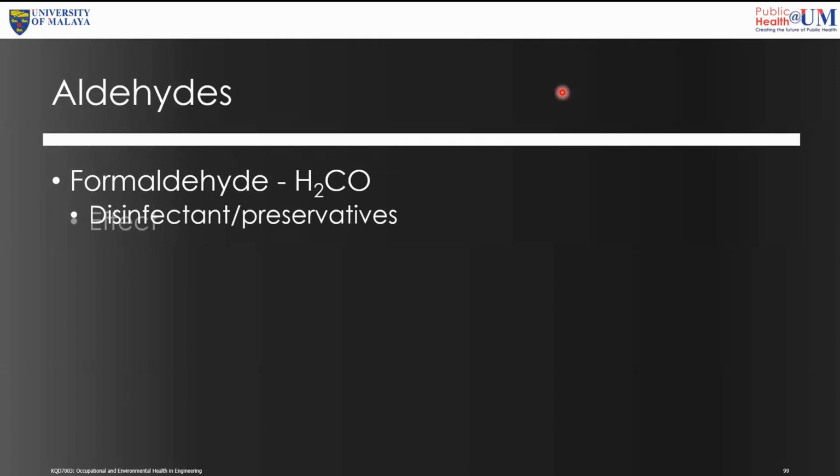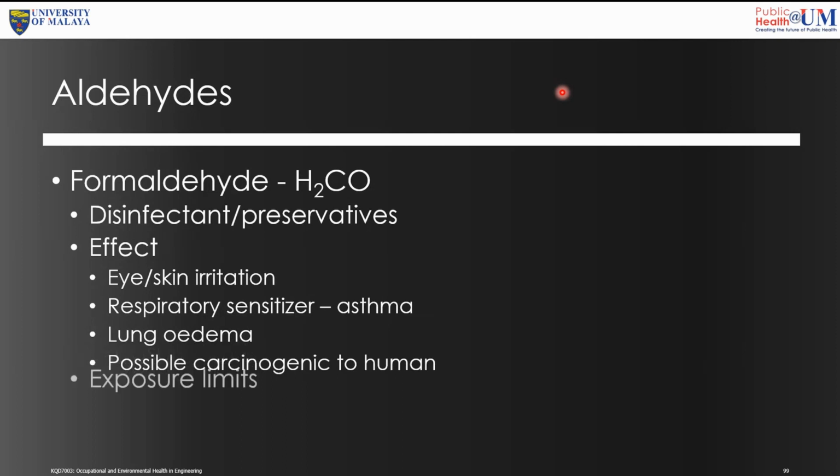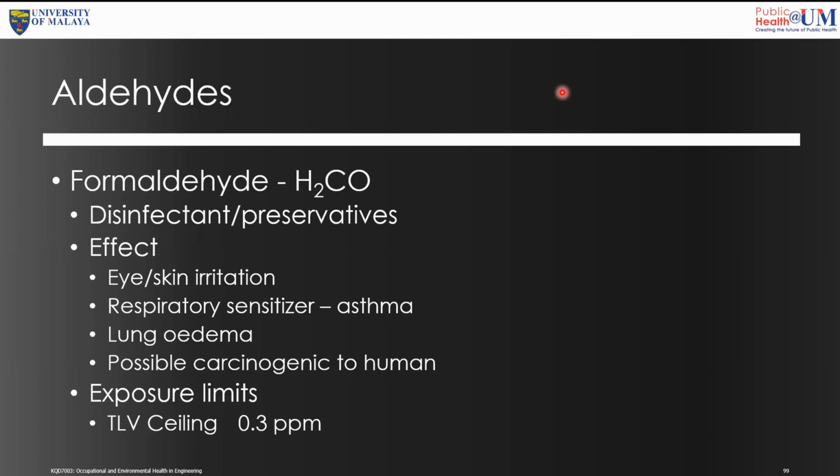So another form of chemical is aldehyde. Aldehyde is a disinfectant or preservative. Effects are eye and skin irritation, respiratory sensitizer, lung edema, possible carcinogen to human. Exposure limit is 0.3 parts per million. So aldehyde is another chemical. It's a simple H2CO.